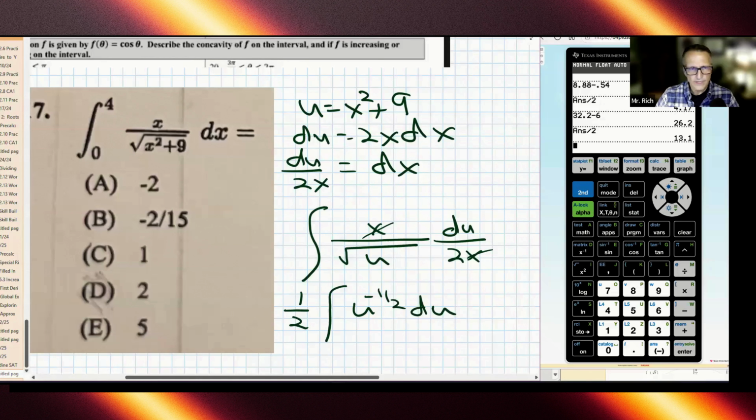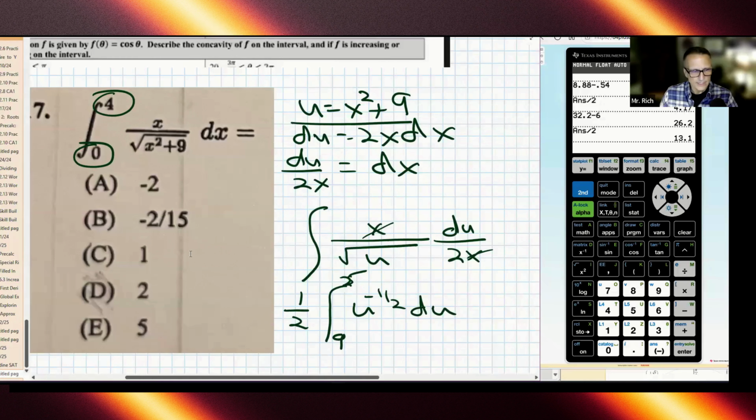Now what I'm going to do here, Taylor, is transform these limits of integration, which are x values, and change them into u values using my definition for u. When x is 0, u is 9. So my new limit is 9. When x is 4, it looks like a 25. 4 squared plus 9 is 25.